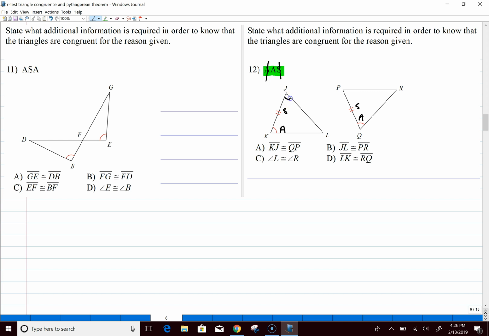If you choose angle J and you put it right here, then you have ASA. This is not ASA, it is AAS. So you can't choose that one. That is wrong. You have to choose angle L. Now that works. Now it's angle, angle, side. So angle L is correct. And where's my angle L? It's right here. Then you put it over here, an angle R, AAS. That is correct. So it's letter C.